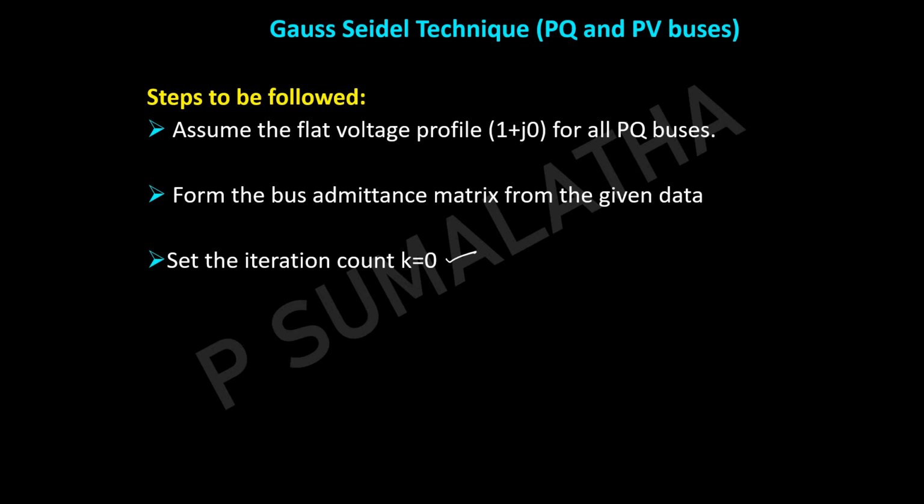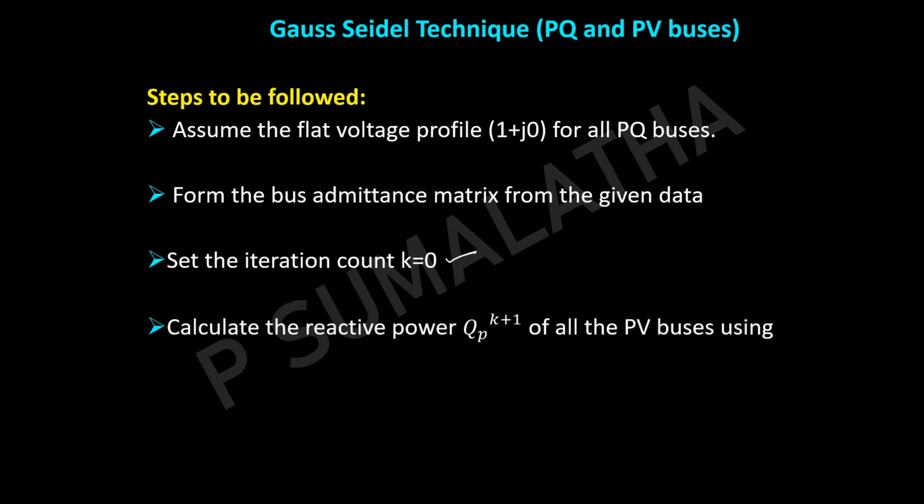Whenever we are working with an iterative technique, initially we assume the iteration count as 0. Next, calculate the reactive power Q_p^(k+1) of all the PV buses. In the last session, we did the Gauss Seidel method using PQ buses. There we determined only the voltages at all the PQ buses. Why? Because for a PQ bus, we need to find the voltage magnitude and the load angle. These two values come from one and only one equation, that is the voltage equation.